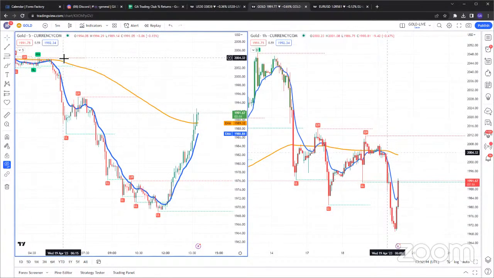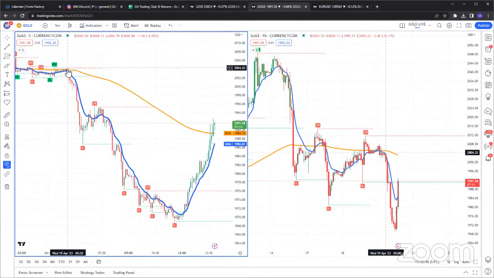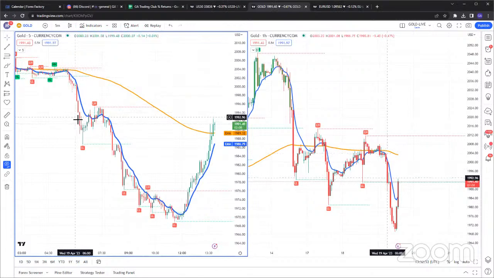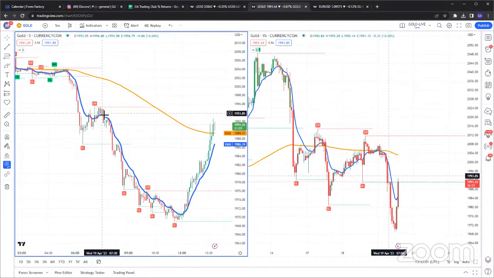How do you define a trend, right? So the price right here, price was above the 9 EMA on the 5 minute for a collective period between 2003 and 1993. What's that, right? That's a 60 pip trend, right? Do you consider that a heavy trend on gold?